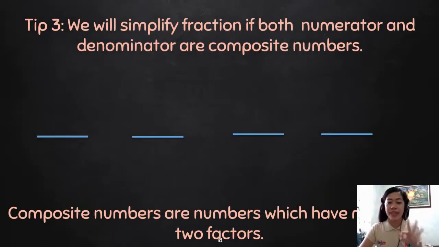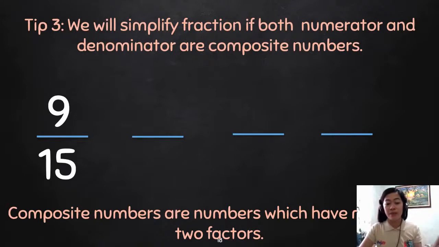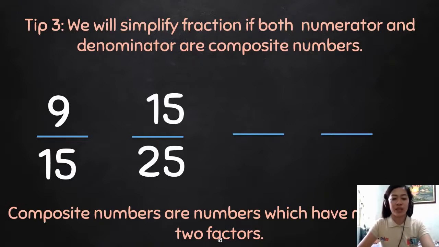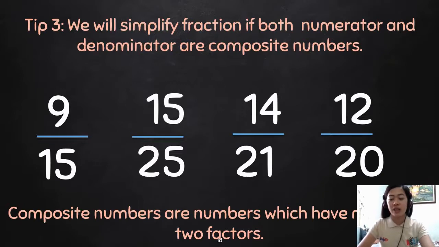Tip number 3. So we will simplify fraction if both numerator and denominator are composite numbers. What are composite numbers? So these are numbers which have more than 2 factors. Example, 9/15. Si 9 and 15 meron siyang more than 2 factors. Therefore, kapag ganyan, we have to simplify into lowest term. Ganon din si 15/25, 14/21, and 12/20. So these are examples of fractions that can be simplified into lowest terms.